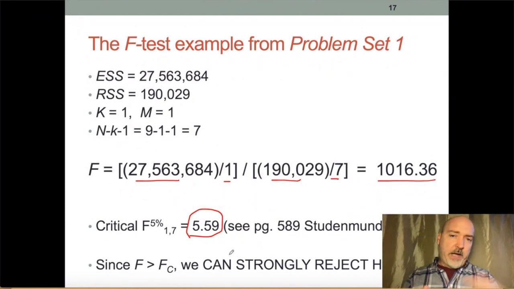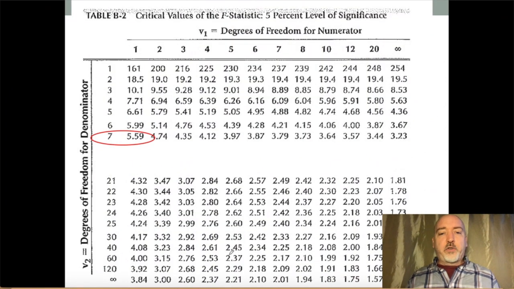So you flip to the back of your textbook, you'll see several F critical tables. We'll take a look at those in a second. And that means we can very strongly reject the null that one coefficient was 0. Again, it's a trivial exercise in this case, but that's the mechanics of doing the calculation. What is not a trivial exercise is being able to read that F critical table, right?